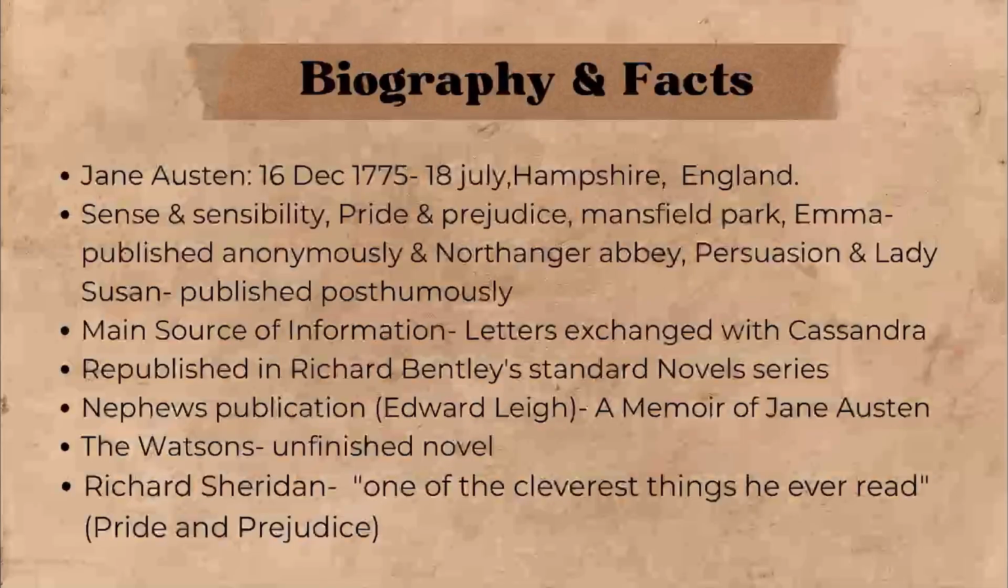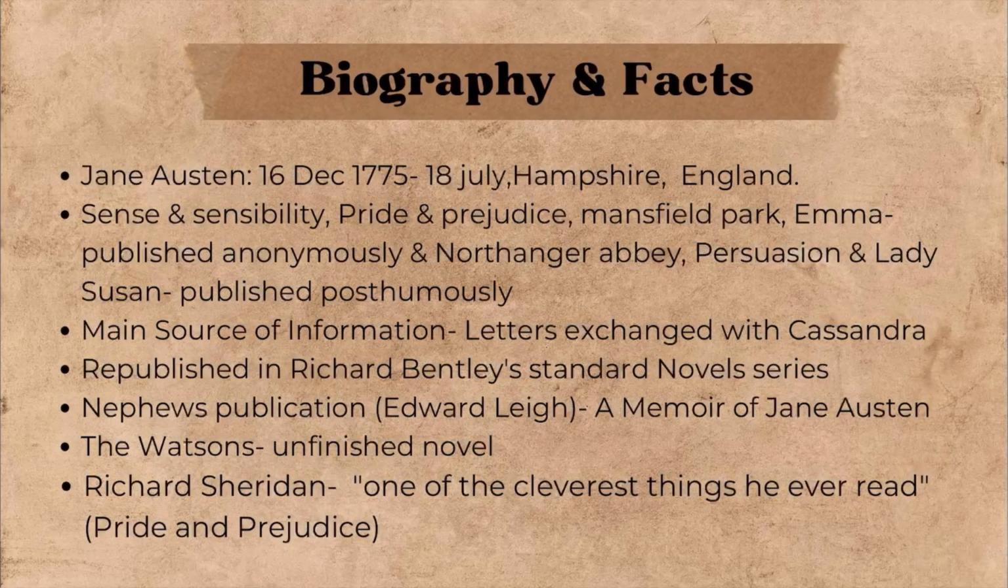Jane Austen was born in the year 1775 in Hampshire, England, and died in the year 1817. Her works like Sense and Sensibility, Pride and Prejudice, Mansfield Park, and Emma were published anonymously. Now, what does the word anonymously mean? Anonymously means under a different name of the author. So these four works were published anonymously.